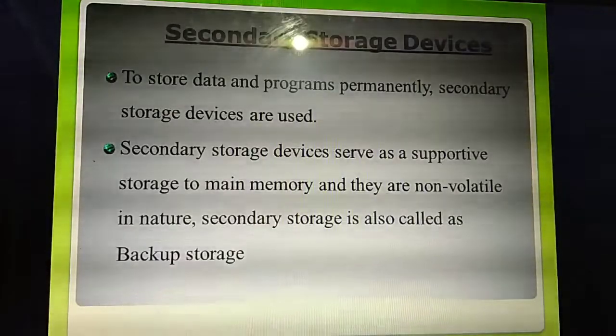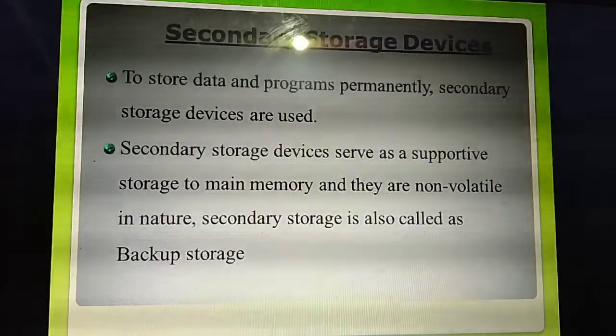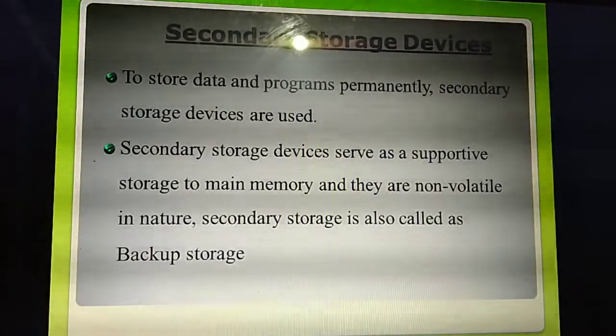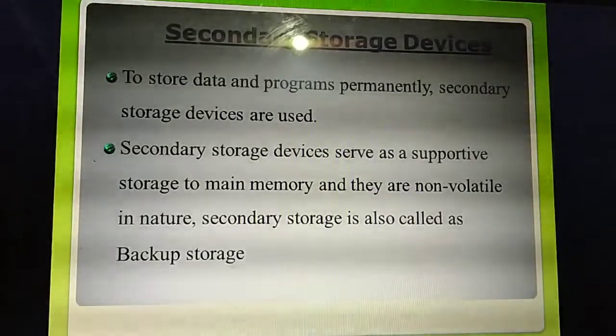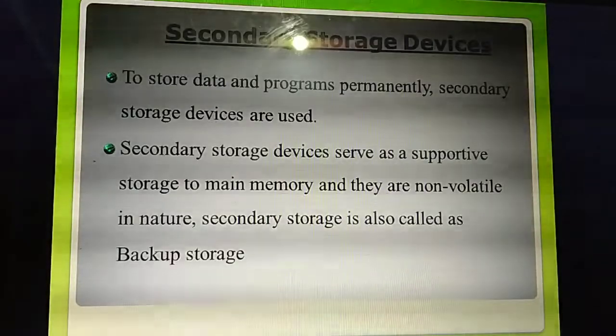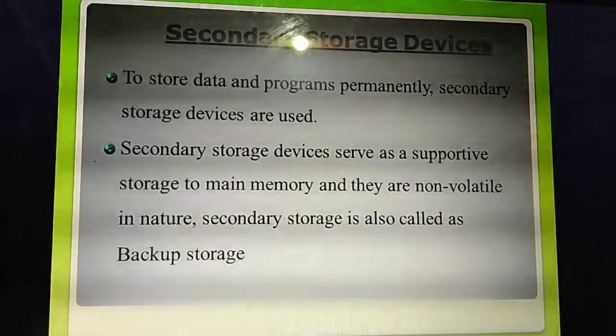That is called a secondary storage device. These secondary storage devices are used to store the data permanently. What do you mean by permanently? Once you store the data, at all times you can see the particular data. That's called permanent data. It won't get deleted unless you delete it, otherwise the data will be present permanently. This secondary storage device acts as a supporting memory to the main memory.